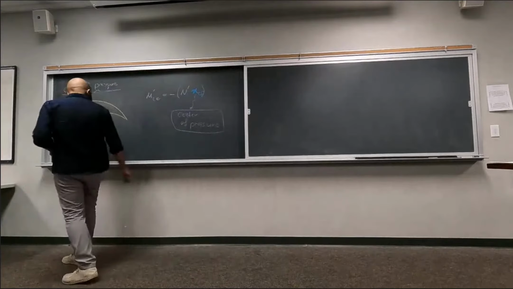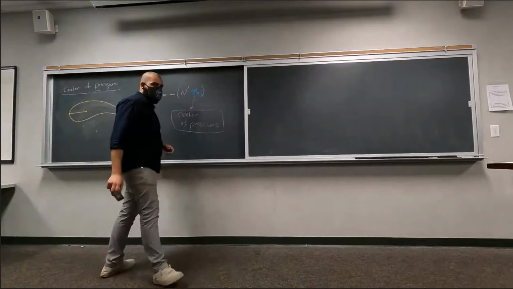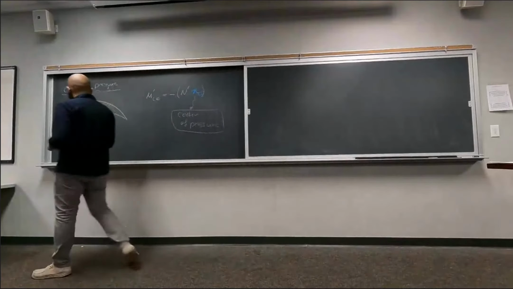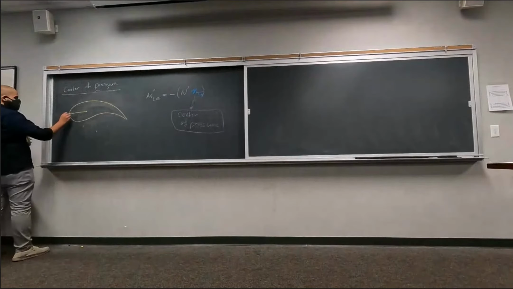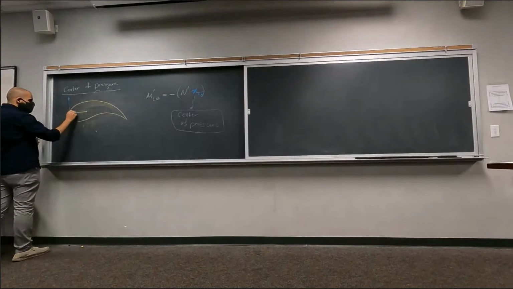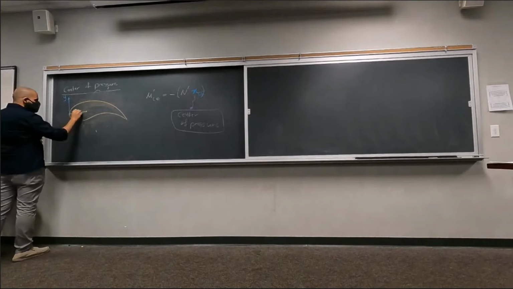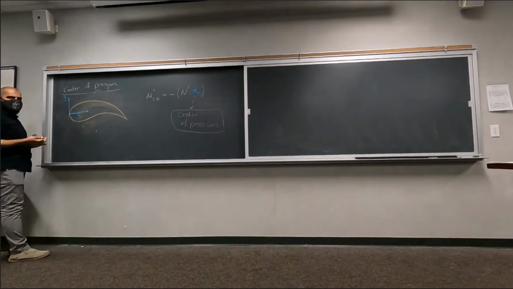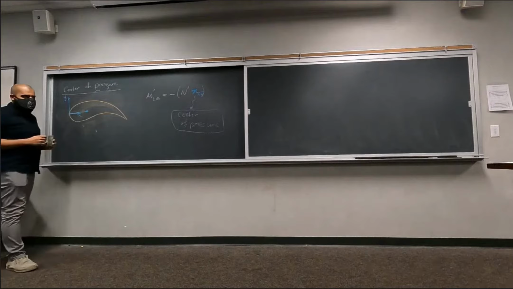So hopefully we understand what the center of pressure is. What is the base point for its measurement? So we have the leading edge. This is going to be the center of your coordinate system, x and y, and the distance from this leading edge at which the moments cancel each other out is called the center of pressure.